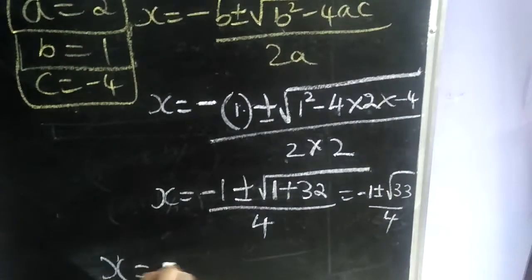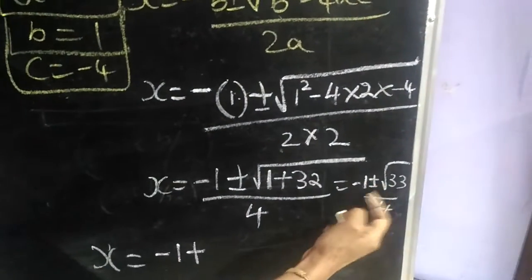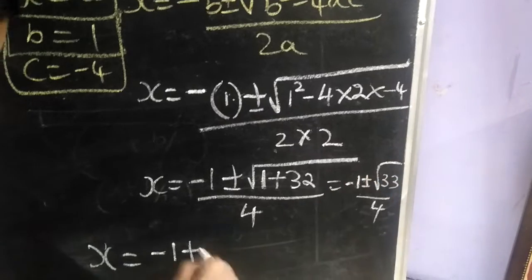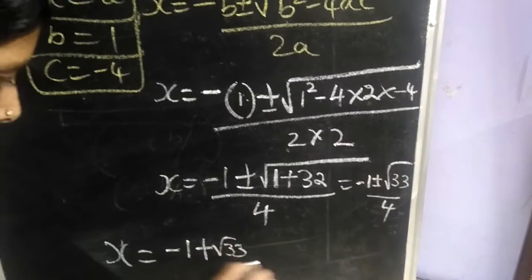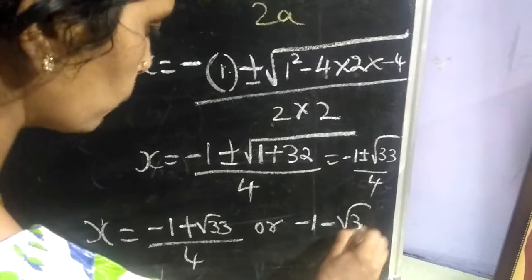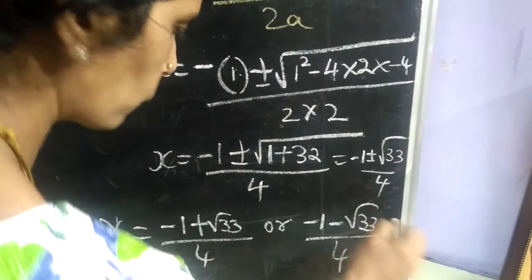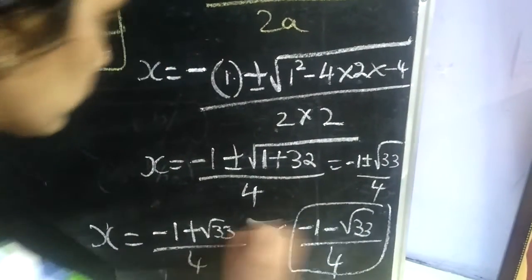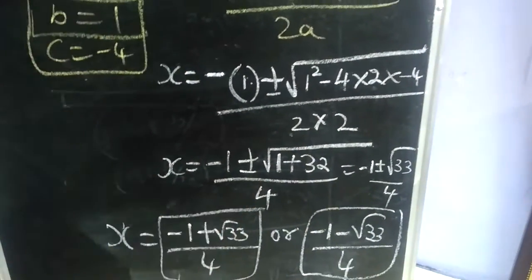What do you mean by this? x is equal to minus 1. There are two roots here. One is minus 1 plus root of 33 by 4. And the other is minus 1 minus root of 33 by 4. These two are the roots of this quadratic equation.